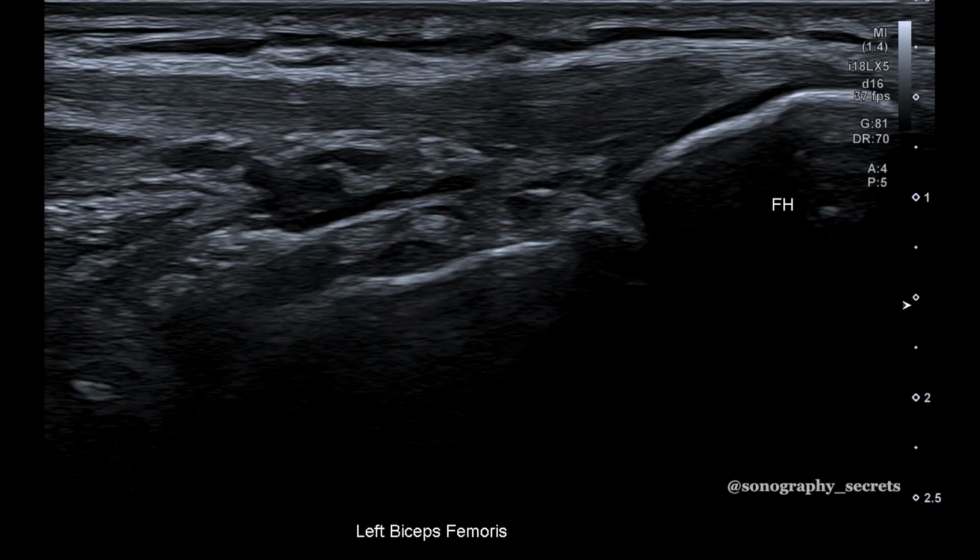Now distally, the biceps femoris will insert predominantly on the fibular head, although it can insert some fibers onto the tibia as well, not dissimilar to how a peroneus longus will insert.